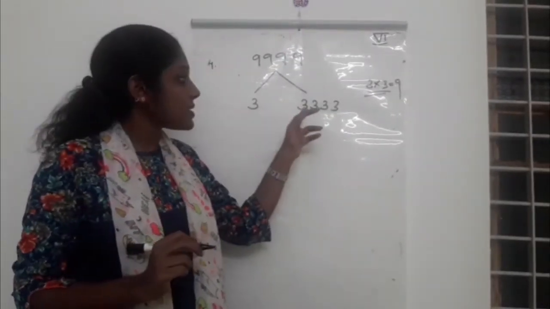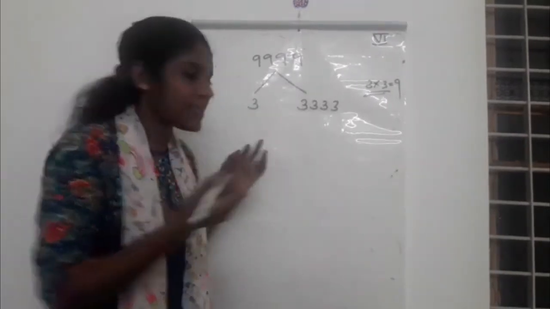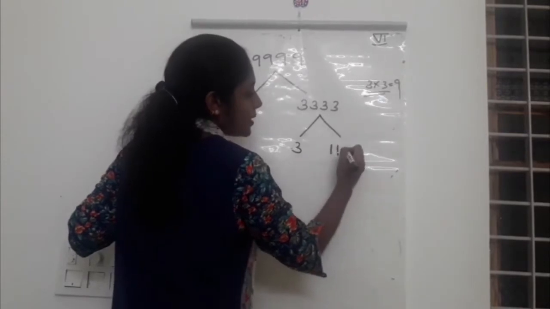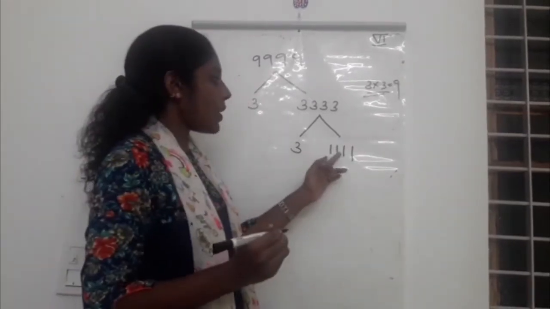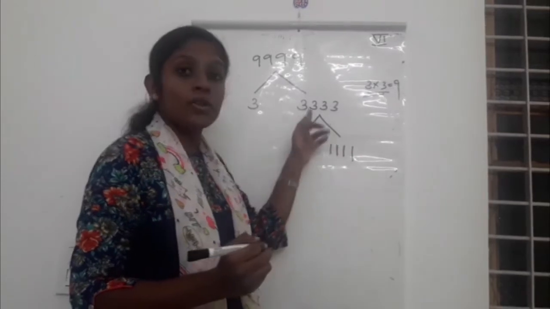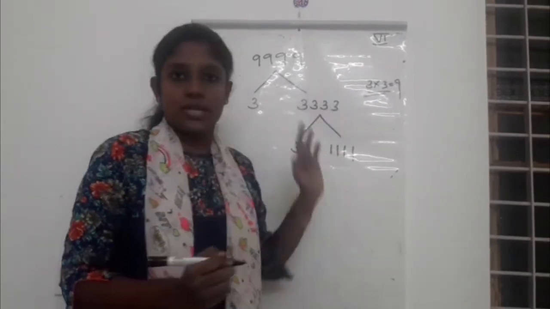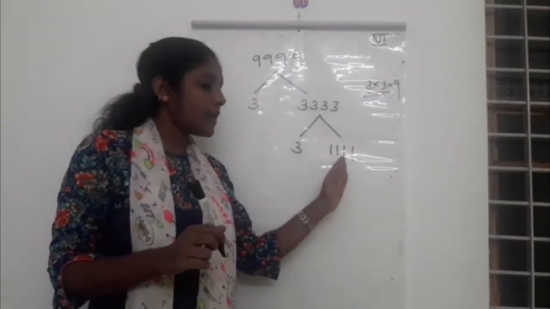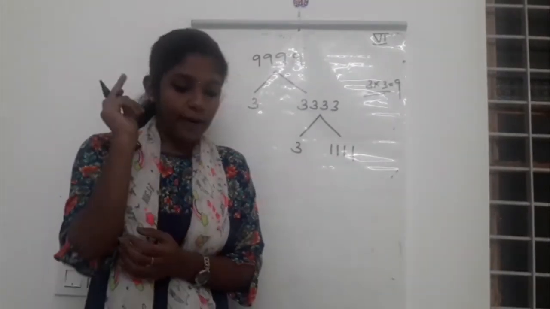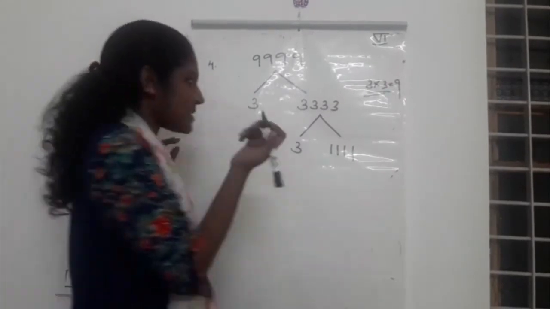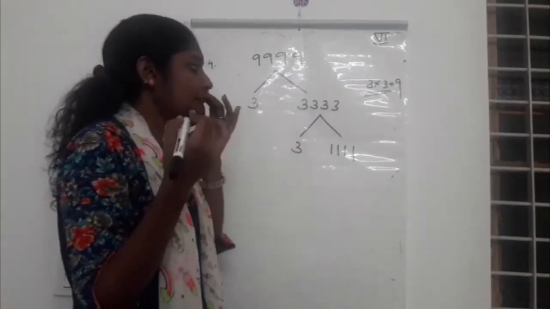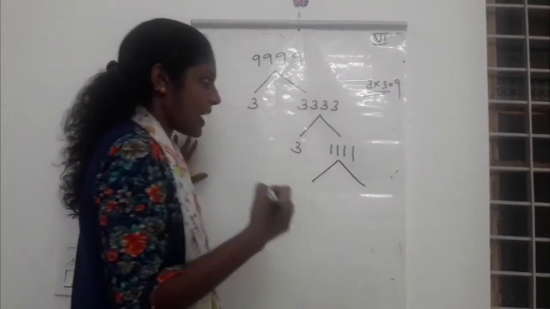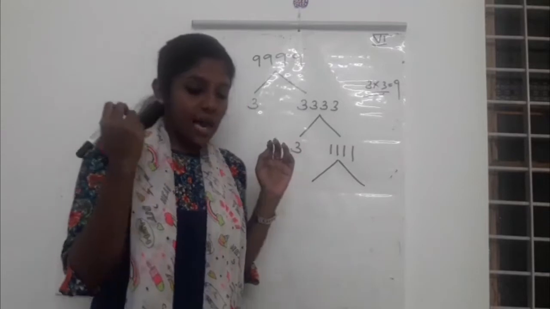Now this 3333 you can again express as 3 into 1111. 3 into 1111, that is 1 into 3 is 3, 1 into 3 is 3, 1 into 3 is 3, 1 into 3 is 3. Like this you can express. Again, can 3 into 1111 be expressed further? You have to think. Yes, again you can express it. When a number is given, you should check whether you can express it further. 1111 is not a prime number. You can express that number again.